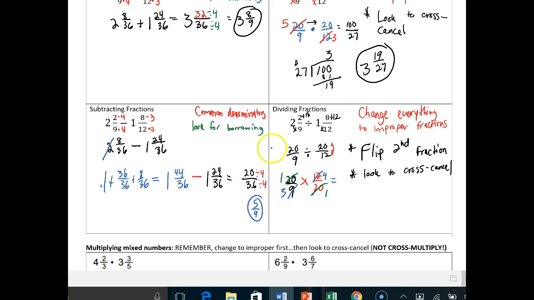Multiply straight across. I should get 1 times 4 is 4. 3 times 1 is 3. That's an improper fraction. 3 goes into 4 one time, 1 left over, 1 1/3. That's part 1 of the notes.